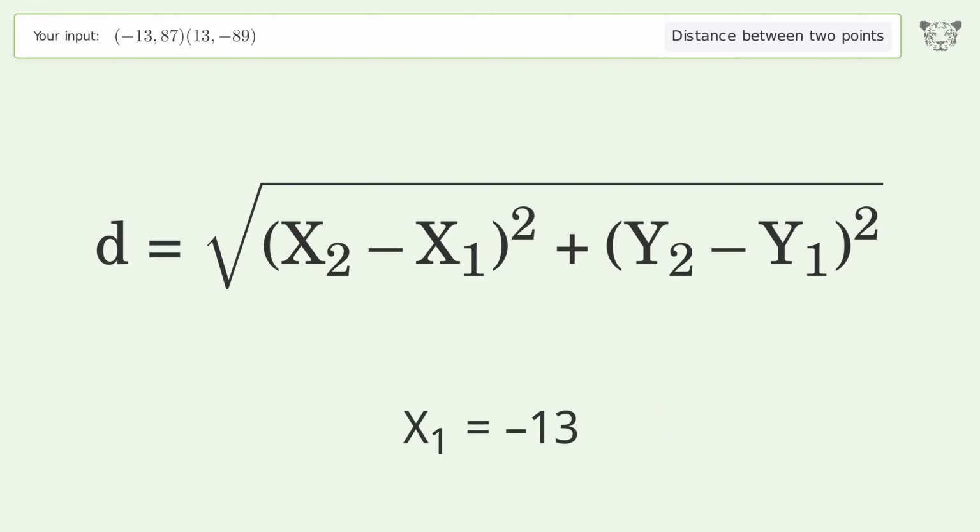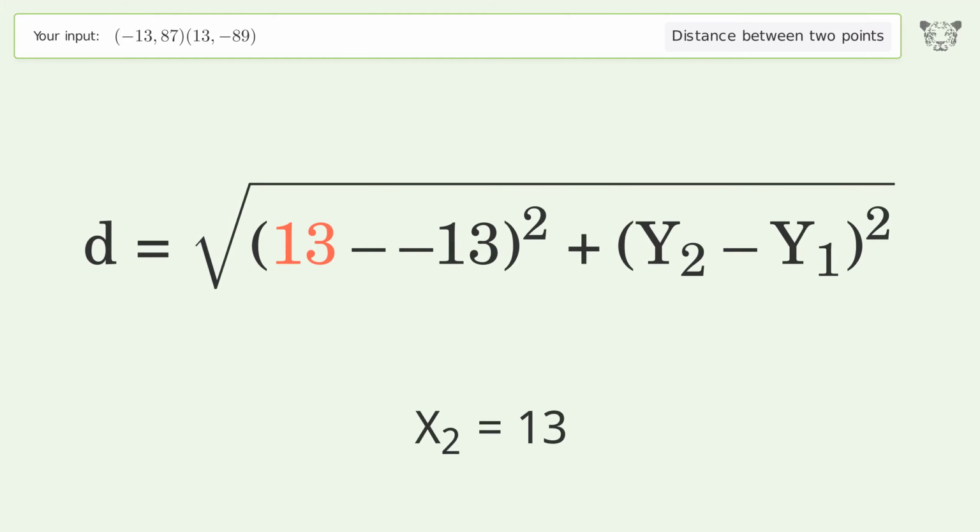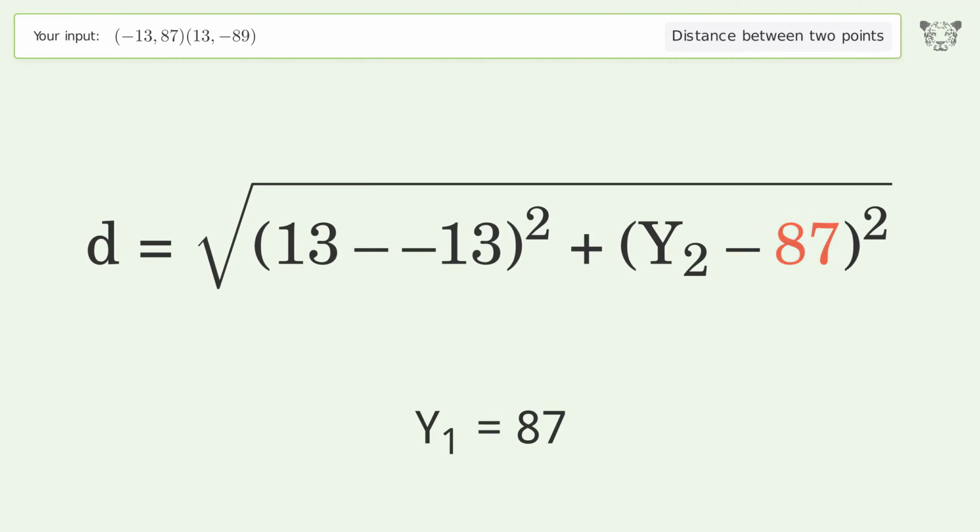x1 equals -13. x2 equals 13. y1 equals 87. y2 equals -89.